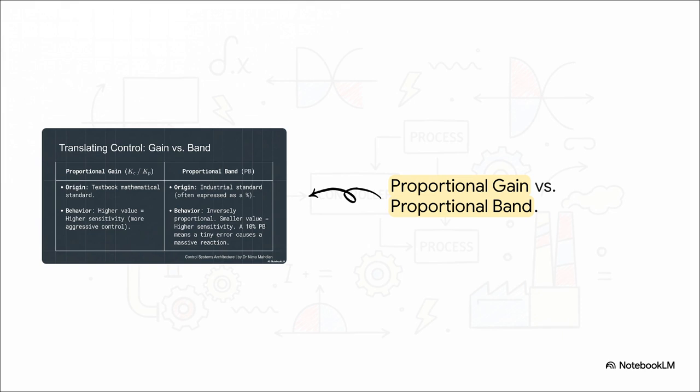Proportional gain is the textbook mathematical standard. A higher value means higher sensitivity and more aggressive control. But proportional band, the industrial standard, is inversely proportional. A smaller value means higher sensitivity. So a tiny 10% proportional band means a very small error will trigger a massive, immediate reaction in your system.